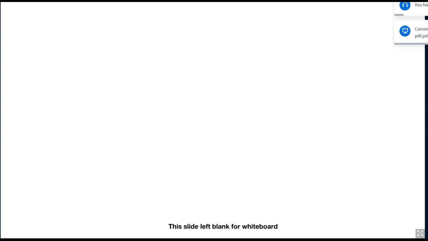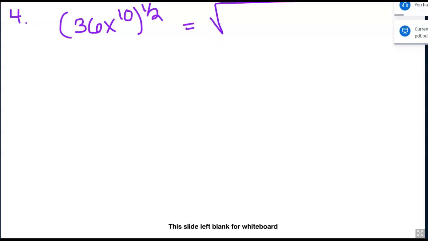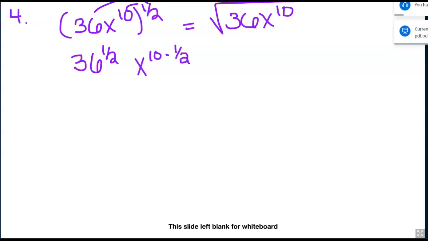Number 4, you have 36 x to the 10 to the 1/2 power. We know that that's the same as the square root of 36 x to the 10, because the 1/2 power represents the square root. But we also know that the rule tells me the 1/2 distributes into each part. So it's really like 36 to the 1/2 x to the 10 times 1/2. And this is why when we take a square root, we simplify the numbers and divide the exponents by 2. So that becomes 6x to the 5th.